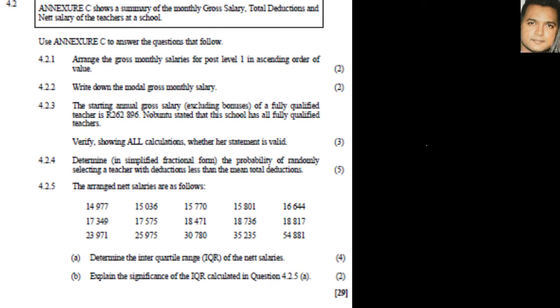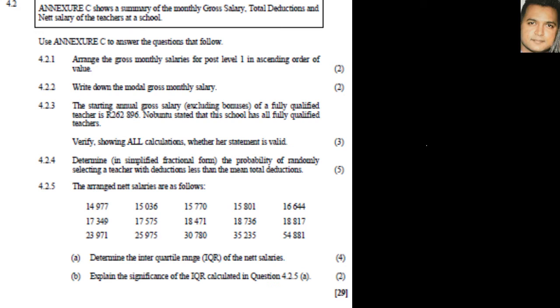4.2.5, the arranged net salaries are as follows. Okay, A, determine the interquartile range, IQR, of the net salaries. Okay, so by looking at the way these numbers are arranged, you can clearly see it's from lowest to highest. If you go from the top row left to right, you'll see it's lowest to highest and so on, all the way to the 54,881.